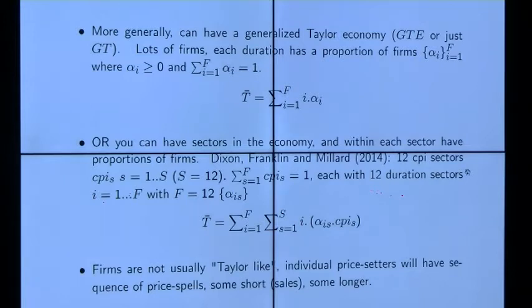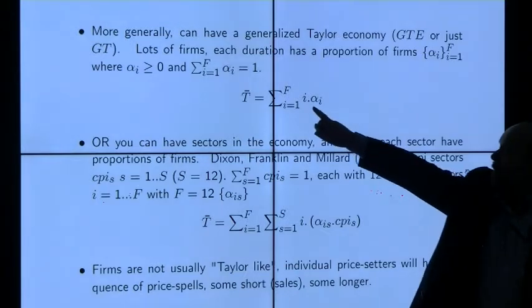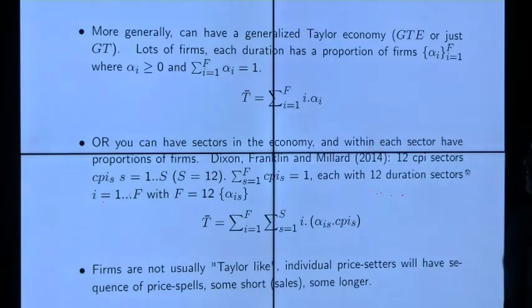Because they're proportions, we can then define the mean length of prices set as simply the duration of prices set weighted by proportion. So 10% set it for 1 period, that would be 1 times 0.1. 5% for 2 periods would be 2 times 0.05, and so on. And we'd add it up and find the mean. So that's one way of looking at things.